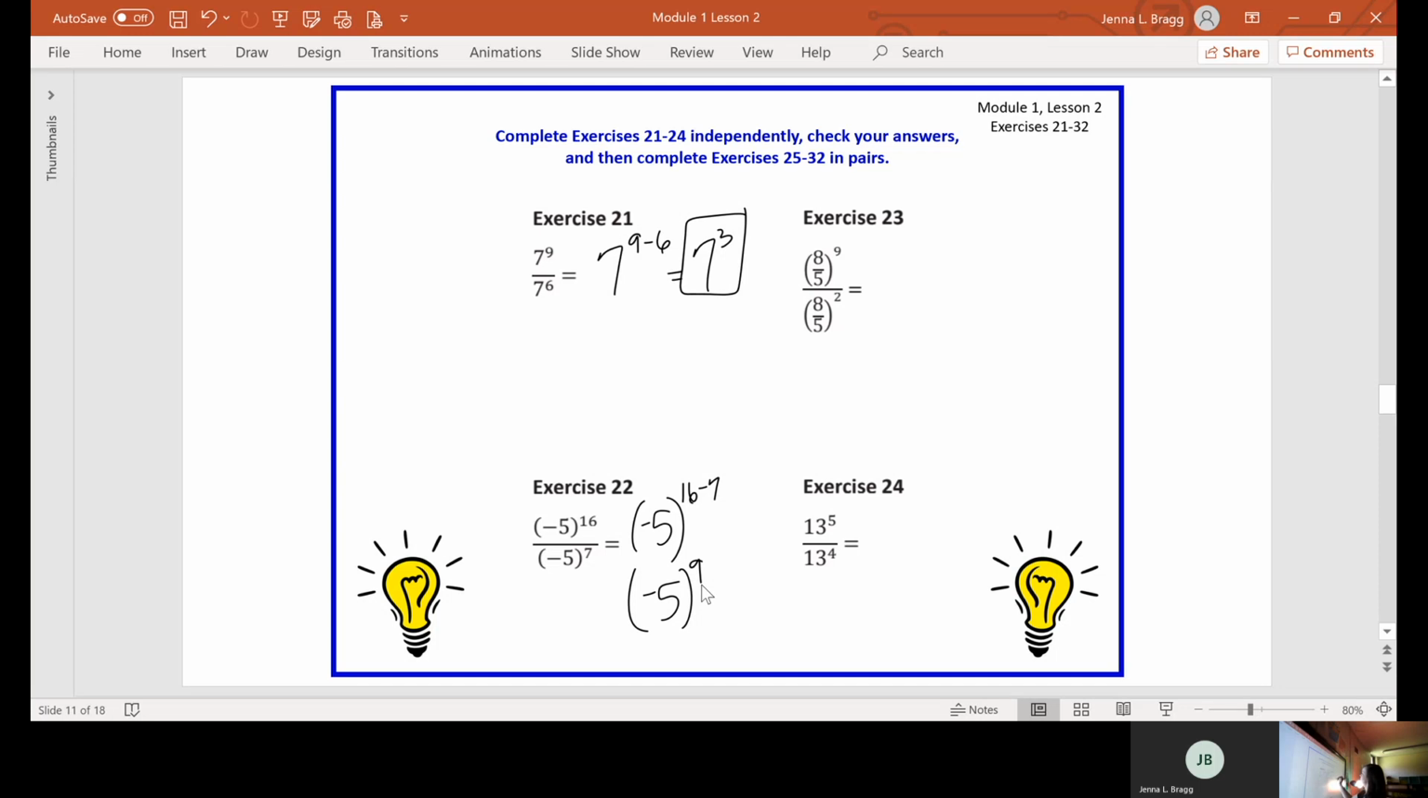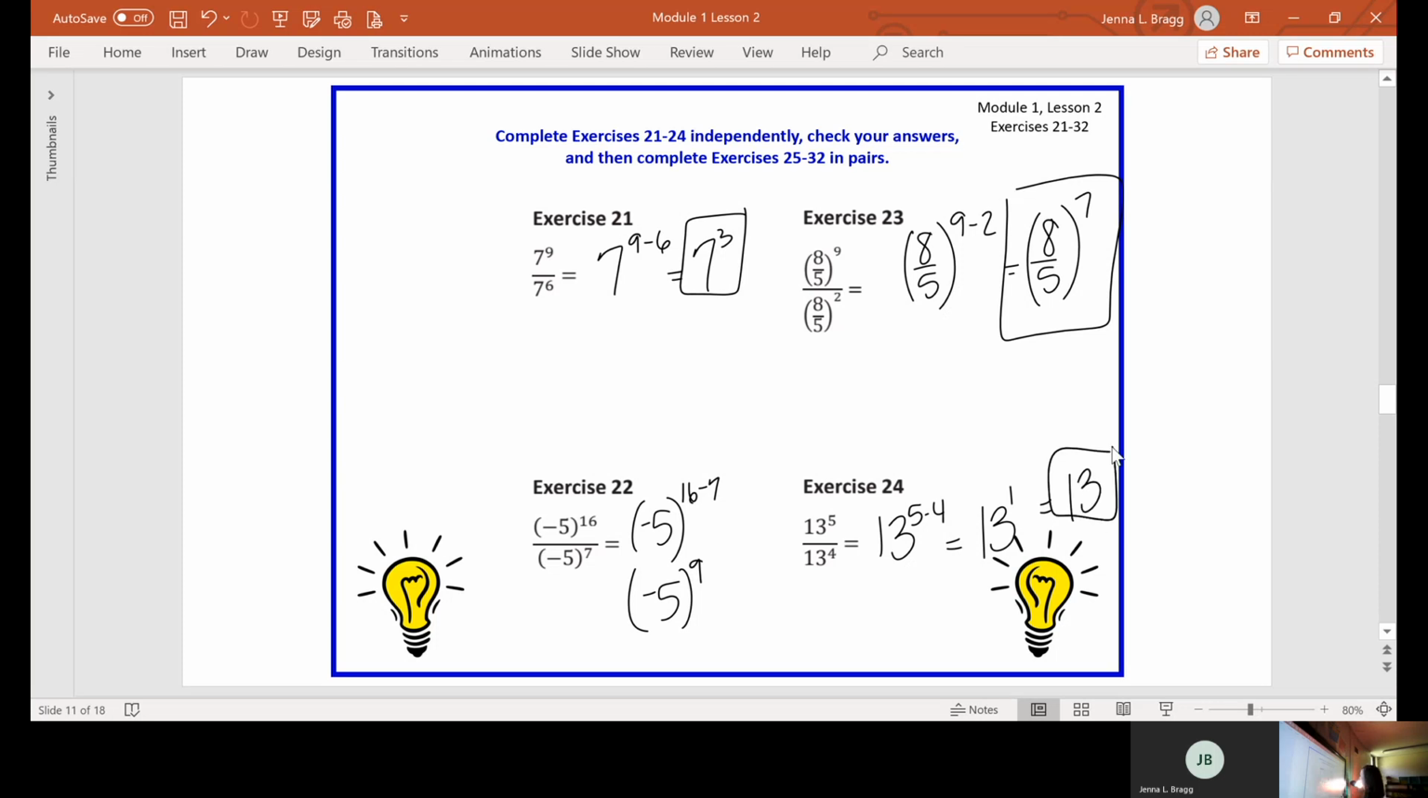Exercise 23. I have a common base of 8/5. I subtract 9 minus 2. End up with 8/5 to the 7th power. Exercise 24 is 13 to the 5 minus 4, or 13 to the first. You do not technically have to write 13 to the first. The first tells us there's one 13. So all you have to do is write 13. If you want to write 13 to the first, that's completely up to you.